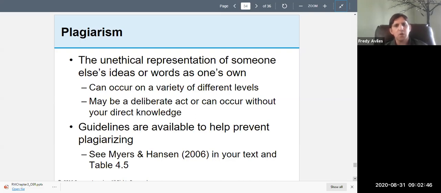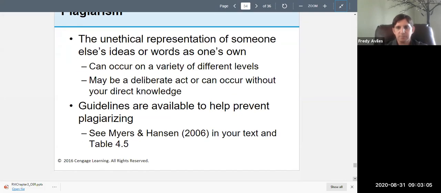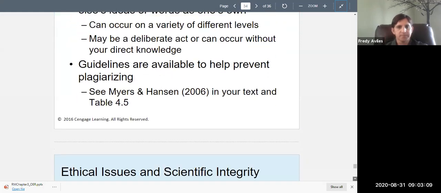There are guidelines to help prevent plagiarism, right? There's many guidelines, but here's one book, Myers and Hansen, 2006. They probably have a newer edition now. I mean, that was more than 10 years ago. I'm sure there's a newer edition now, because the APA guidelines change, even for citing and referencing. So I'm sure this book has been updated as well. I haven't bothered to find the updated edition or two, but there's more than one.